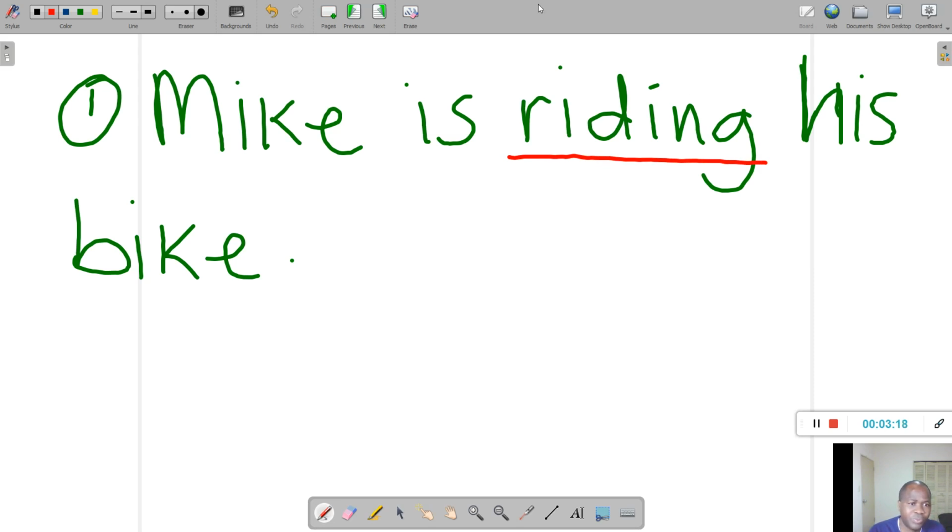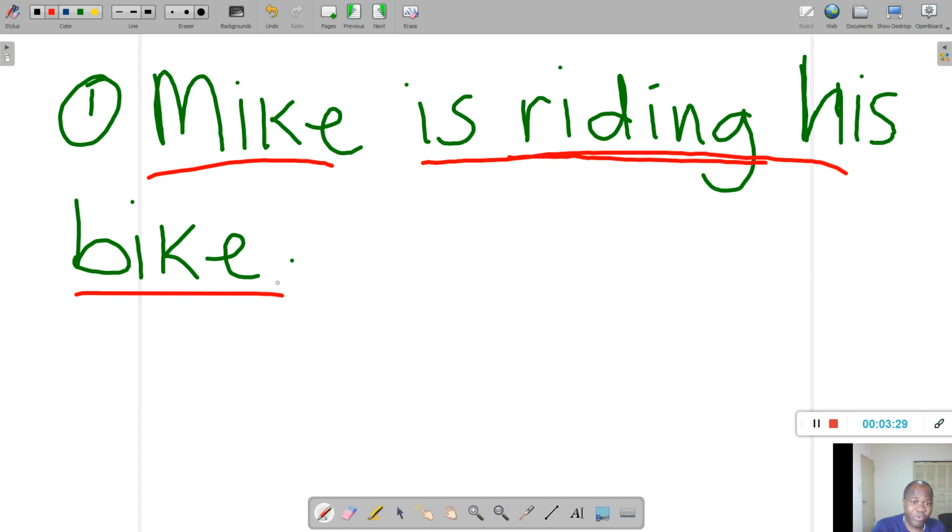Let's move on. And remember our previous lesson, Mike becomes the subject, and from "is" up to the end becomes our predicate. Remember, subject, predicate, the whole of this. So predicate is a phrase that contains the verb. So this is the phrase that contains the verb: is riding his bike. Predicate. Let's concentrate on our verb.